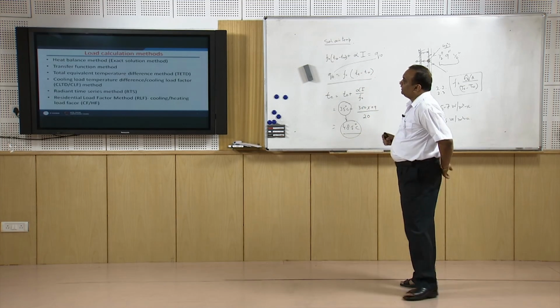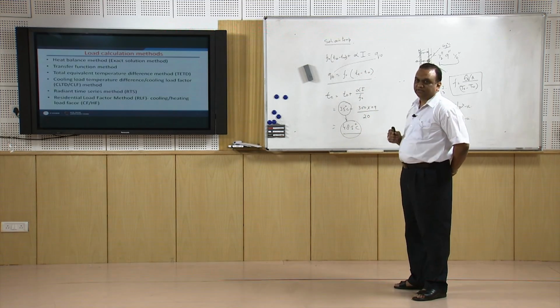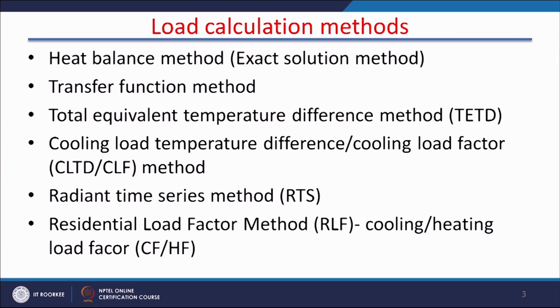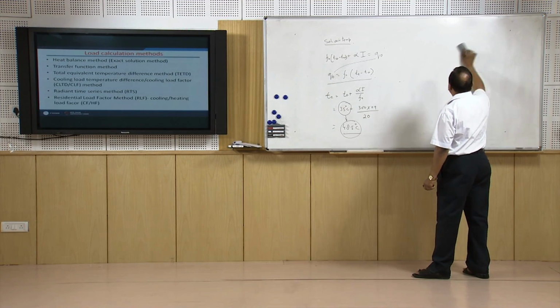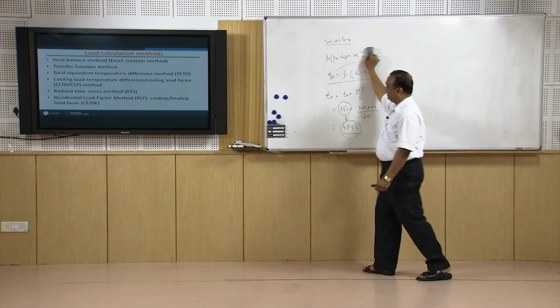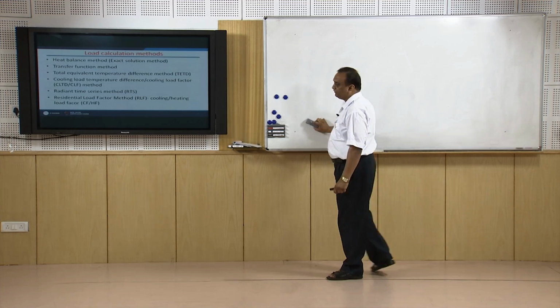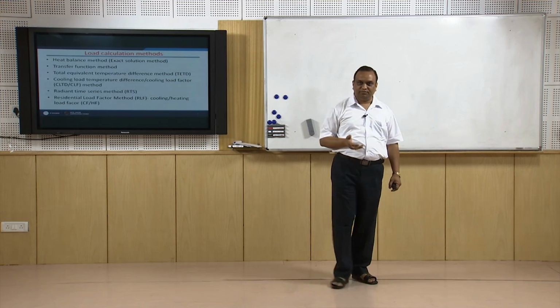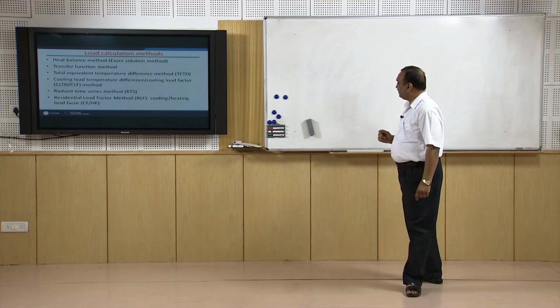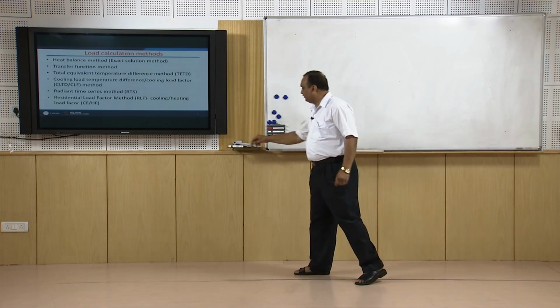Now, another method is the radiant time series method, the RTS method. Now, the RTS method is the latest one, and you will wonder why, when we already have so many methods, there is another method. This method is the latest because nowadays the architecture of buildings has changed. Earlier, fenestration area was not much, it was around 15%.